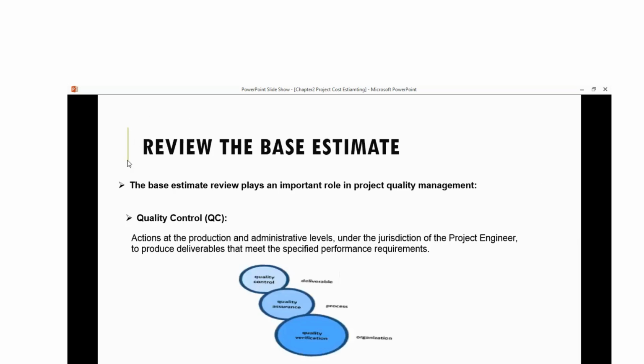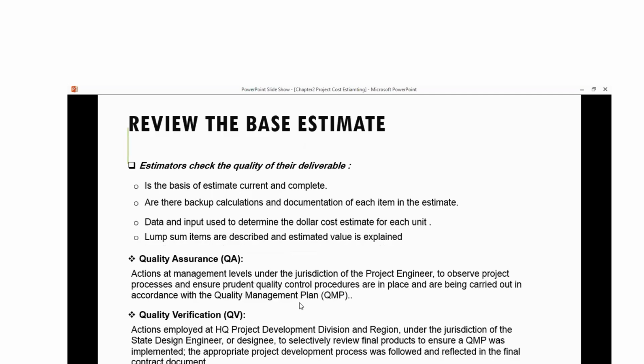Remember that you need to include in your estimate three important components: the quality control, which adds the effort driven for detecting or inspecting the deliverables; quality assurance, for the process set to verify and validate the process everyone is adopting; and on the organizational level, you need to add the quality verifications. So estimation checks the quality delivers. So this is the base estimate of the current and the complete.